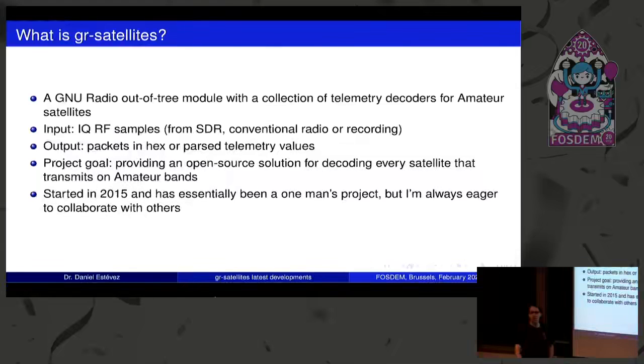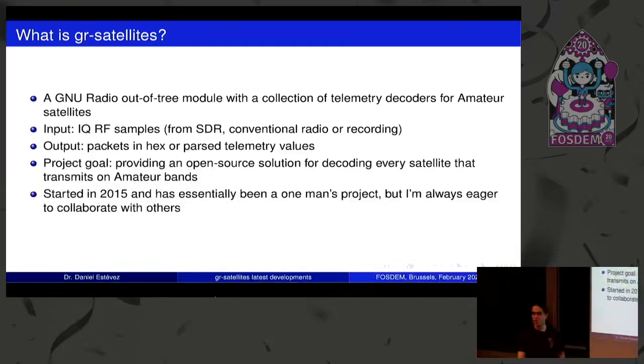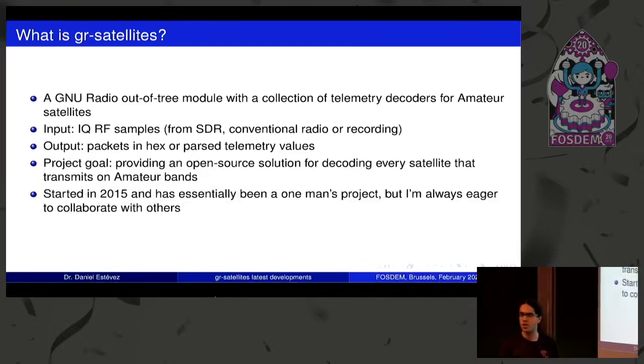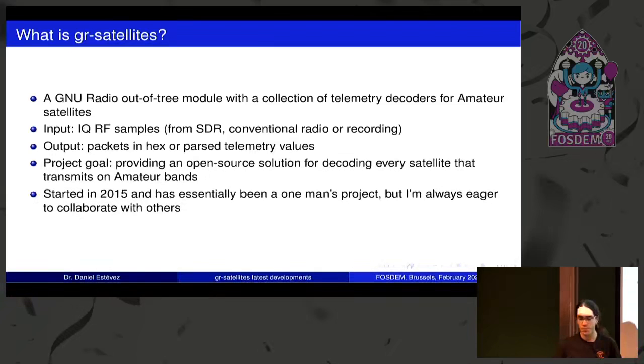So, what is GR satellites? GR satellites is a GNU Radio out-of-tree module, and it has a collection of telemetry decoders for many different amateur satellites. And by amateur satellite, I understand any kind of satellite which transmits digital data on the amateur radio spectrum. So these are satellites built by research institutions, educational projects and universities, also amateur individuals or small groups, things like that. If we see this as a small black box, the input to the decoder is usually IQ RF samples, either taken in real time from SDR hardware or a conventional radio like a Kenwood or Icom amateur radio, or maybe an IQ recording done with that hardware before.